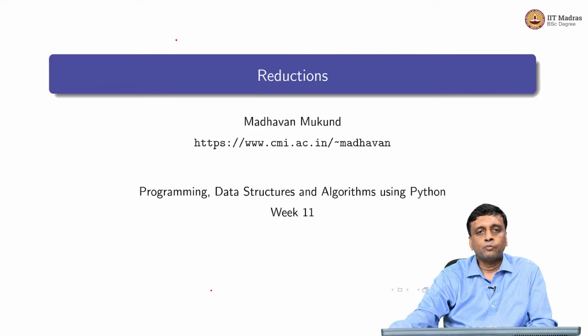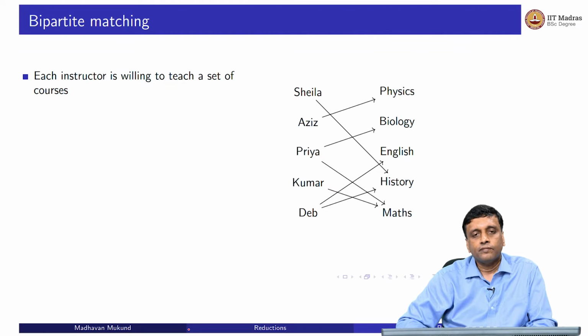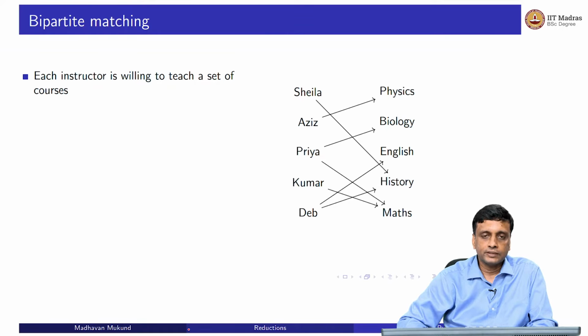So we moved from linear programming to network flows, and we argued that network flows should also be a useful problem for modeling other things. So let's look at an example like that. Suppose we have a situation where there are 5 teachers and 5 subjects, and some teachers are capable of teaching some of these subjects.